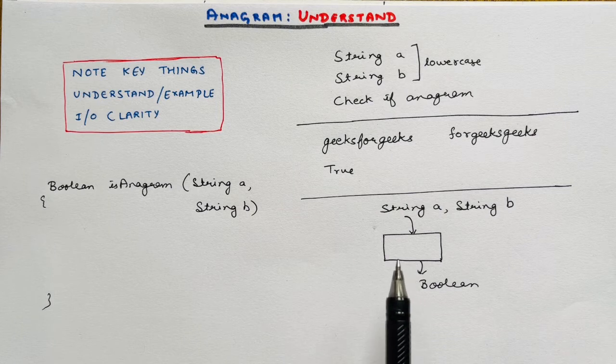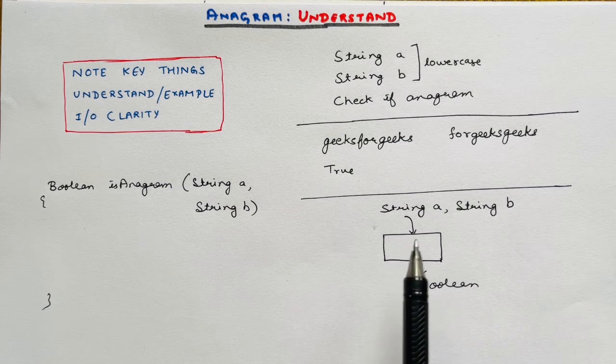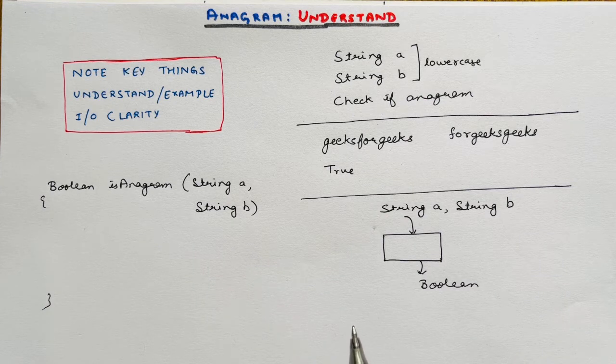So if we consider our solution as a black box, we are getting two strings as input and we are returning a boolean as an output. So what will our function signature look like? Our function signature will look something like this.